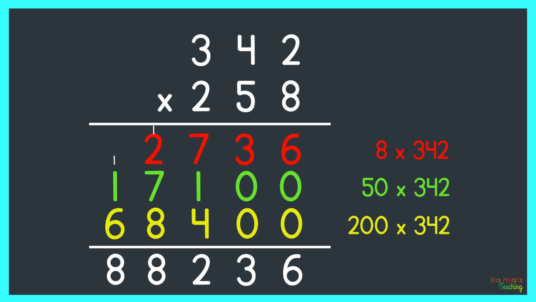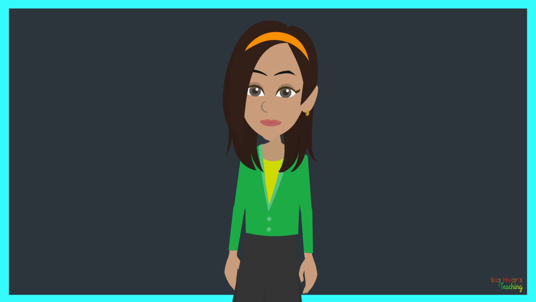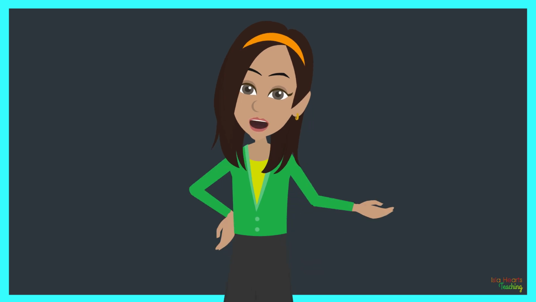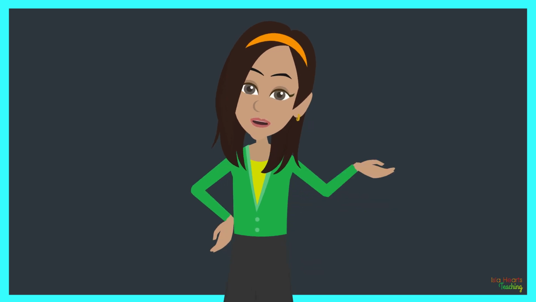So, the answer is 342 multiplied by 258 equals 88,236. Wonderful work! I hope this video has helped you to multiply 3-digit numbers by 3-digit numbers with ease.